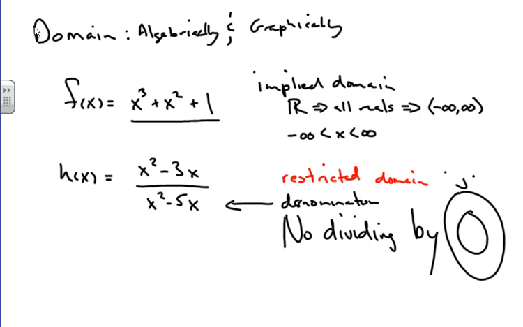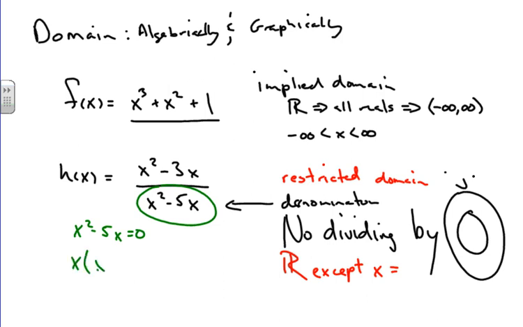To find this restricted domain, we're going to find out when the denominator equals 0, because it's going to be all real numbers except x equaling whatever makes the denominator 0. So we take the denominator and find out when that equals 0. I realize that I can factor this, so now we're going to do some algebra. If I factor out an x, we have x times x minus 5 equals 0, and x equals 0, and also x equals 5. So those are two values.